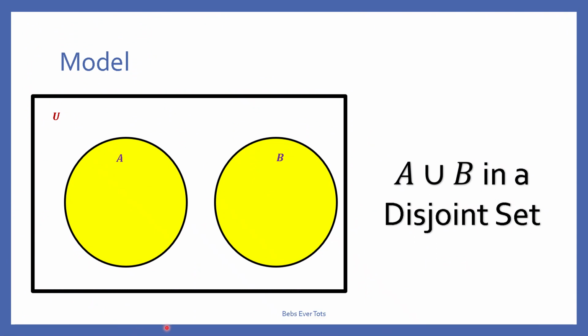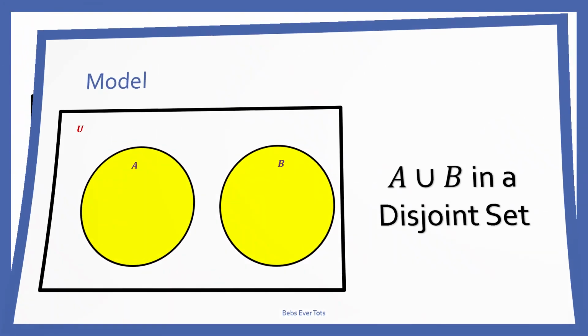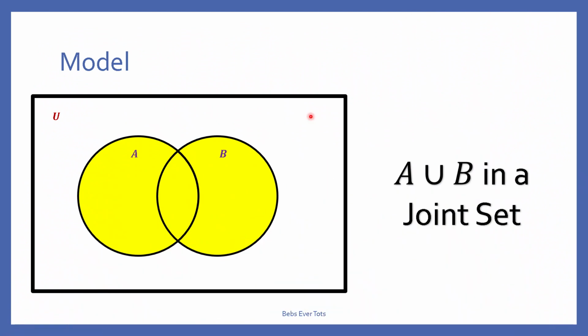Let's model now a union. As you can see, we combine all the elements of set A and set B, even though they are disjoint. So as you can see, we contain all the elements of set A and set B in one set. In another model, we have the joint set where, for set A and set B, we combine all the elements from set A, set B, and its intersection.